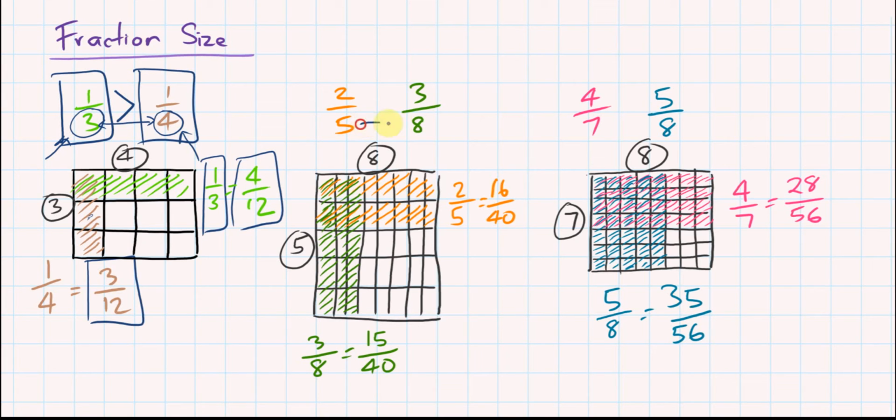So I'm looking at my denominators and I want to draw a rectangle that is split up into 40ths. Okay, so I'm looking at 40ths. 5 times 8 is 40. So I want a visual display of a whole amount split up into 40ths. So that's what I've got here. In orange I've got 2/5 and I've shaded in 2/5 of this entire rectangle here.